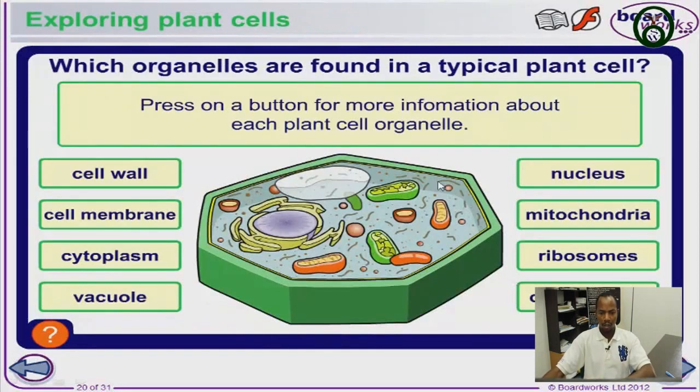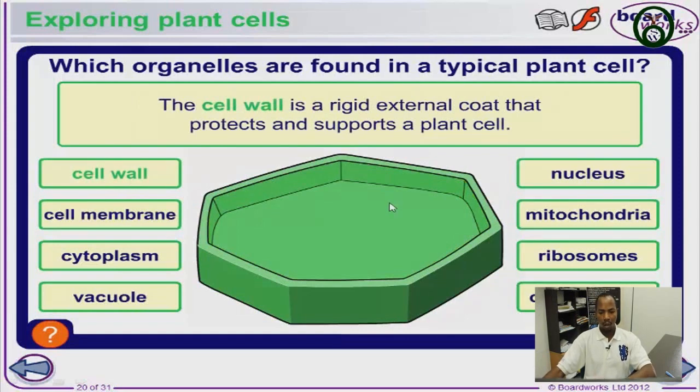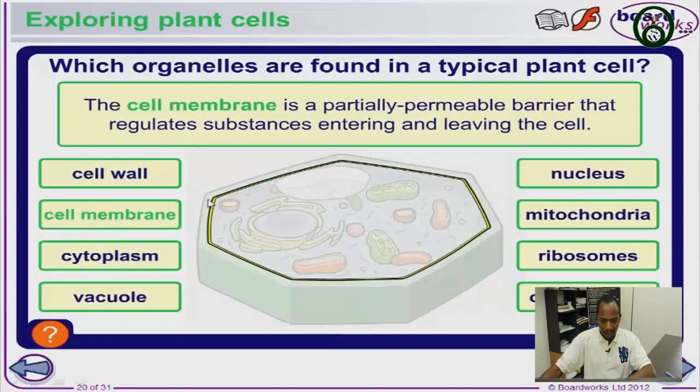Let's explore the plant cells, the functions of each part of the cell. Now we'll take a look at the cell wall. We said the cell wall is the rigid external coat that looks like a basin. It's the rigid, green-looking external coat which protects and supports the plant cell. That's the function of the cell wall. What of the cell membrane? The cell membrane is this thin inner layer that controls what goes in and out of the cell. It is a partially permeable membrane that regulates substances that go in and out of the cell.